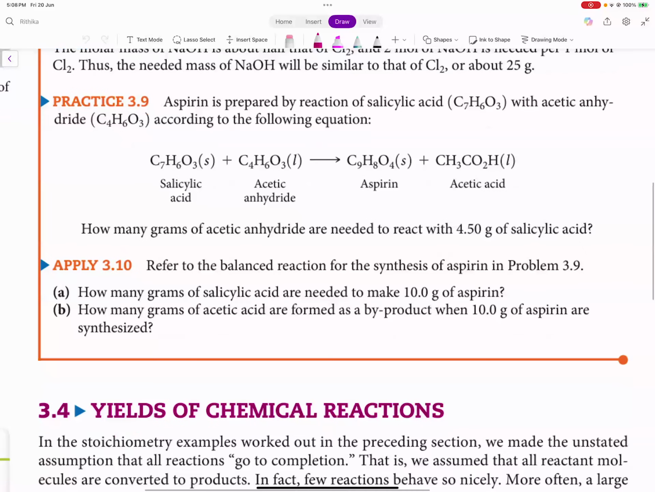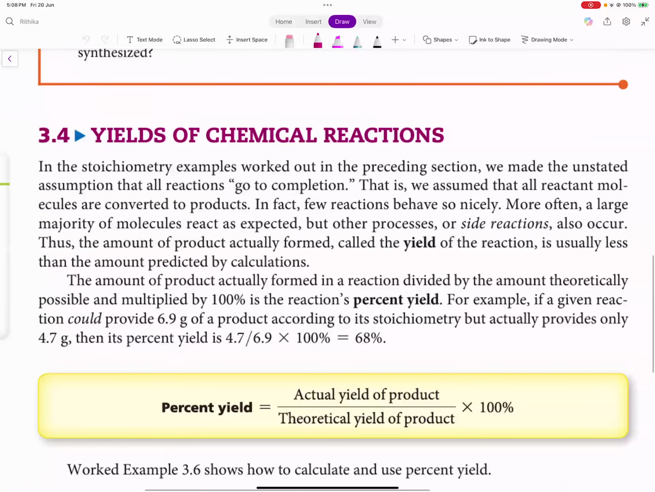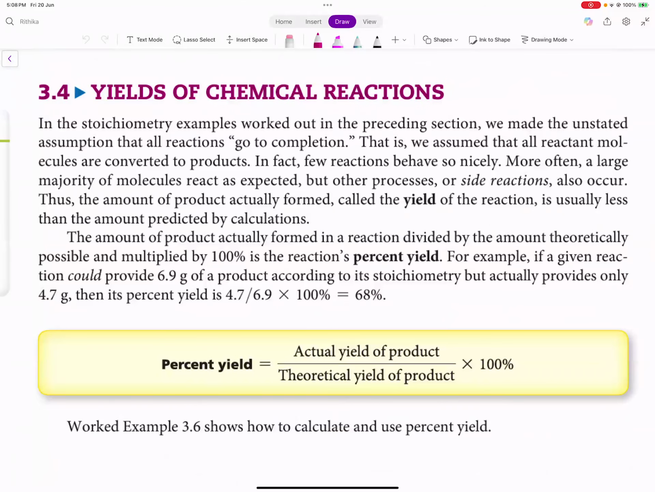So today we are going to talk about yields of chemical reaction. Okay, clear? Right. So what exactly is the yield of a chemical reaction? See, the thing is, when we are working in the lab, we are not going to get 100% products. Okay, it's not like that.